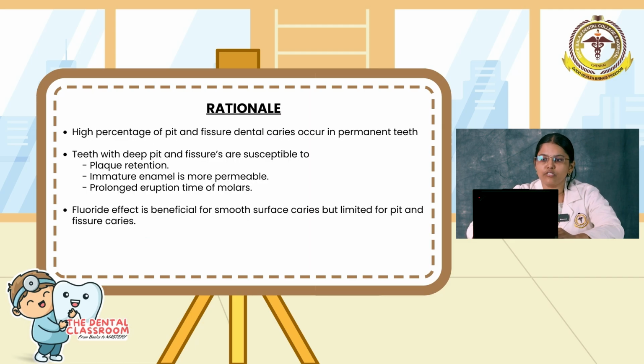So next we are going to discuss the rationale behind placing sealants. There is a high percentage of pit and fissure dental caries occurring in permanent teeth. Next, teeth with deep pits and fissures are susceptible to plaque retention. Immature enamel is more permeable, and the eruption time of the molars is prolonged. And fluoride, one of the main preventive strategies known earlier, is effective for smooth surface caries but less effective for pit and fissure caries. So, these are the rationale behind placing sealants.